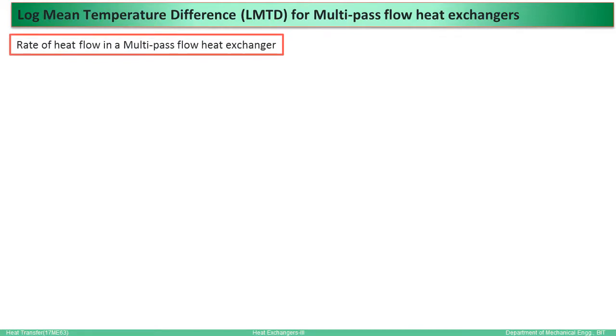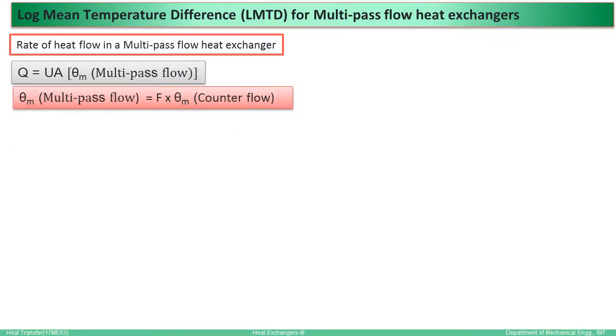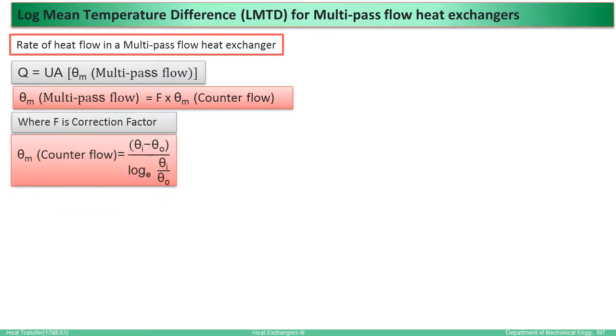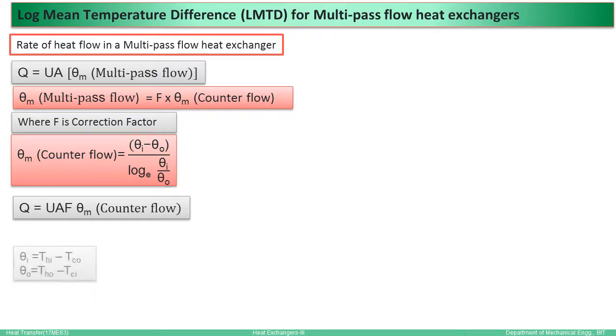So the rate of heat flow in a multipass heat exchanger is Q equal to U A into theta m for multipass flow, whereas the LMTD for multipass flow is given as correction factor multiplied by theta m for counter flow, where theta m is given by theta I minus theta naught over log of theta I by theta naught. And we can also rewrite this equation for Q as U A F into theta m for counter flow, for multipass flow heat exchangers.